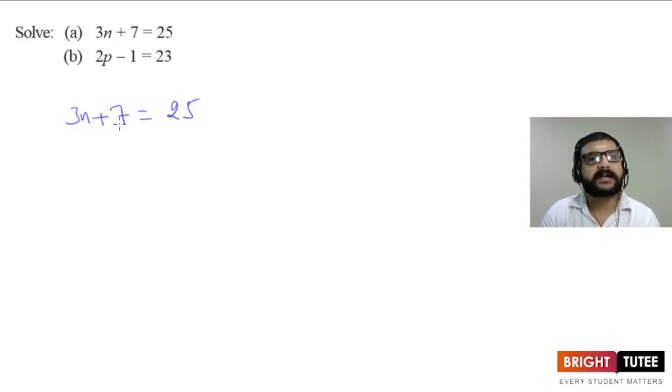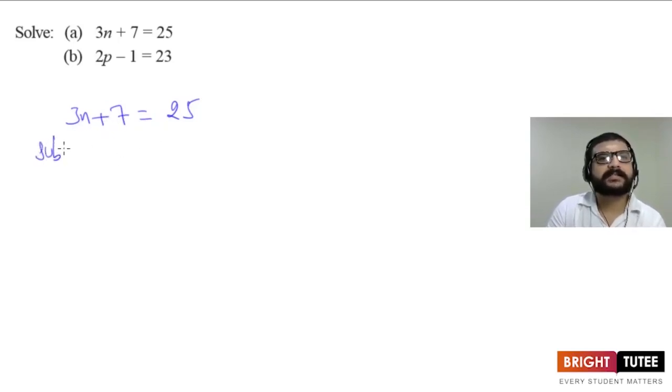First let's get rid of this 7. What we will do for that? Subtracting 7 from both the sides.